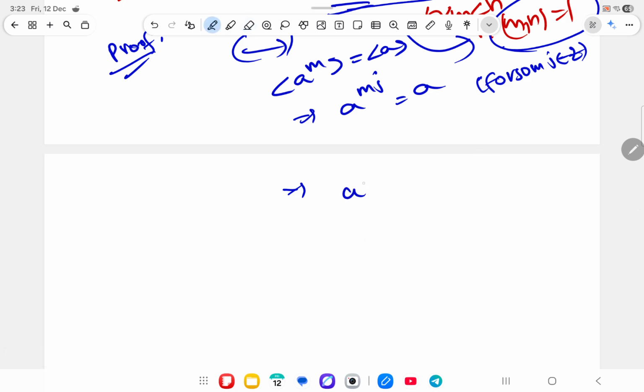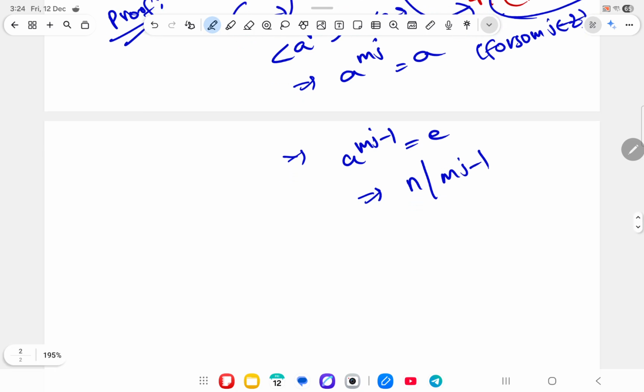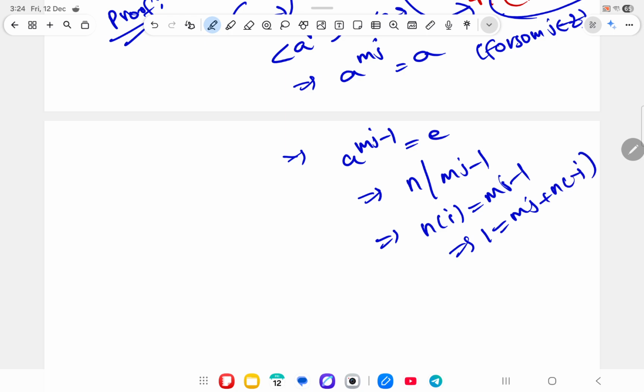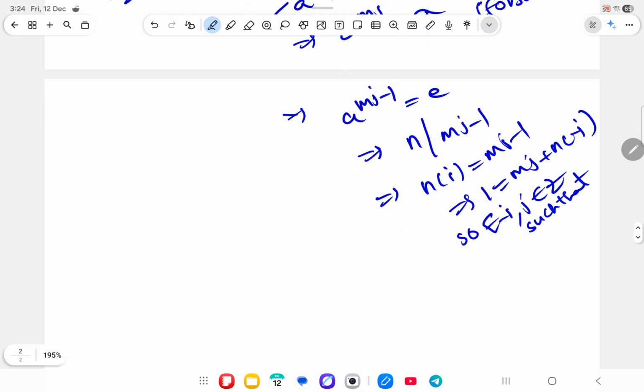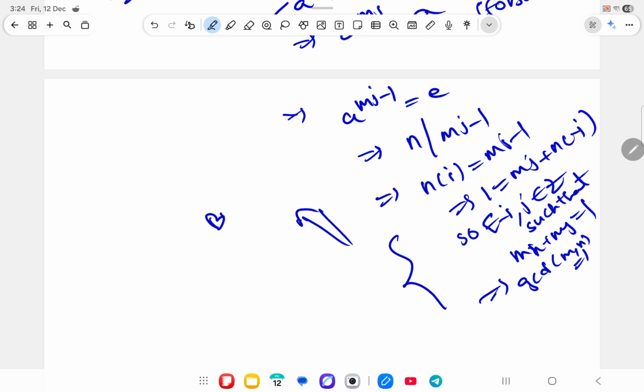So this implies a power mj minus 1 is equal to e, right? So this implies n divides mj minus 1, so n into some i is equal to mj minus 1. So 1 is equal to mj plus n into minus i. So there exist minus i comma j belongs to Z such that mx plus ny is equal to 1. This means GCD of m comma n is 1. This is by Bezout's lemma.